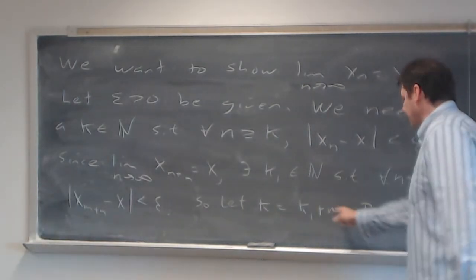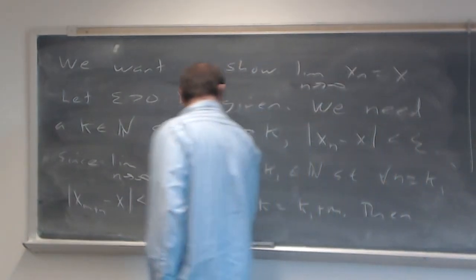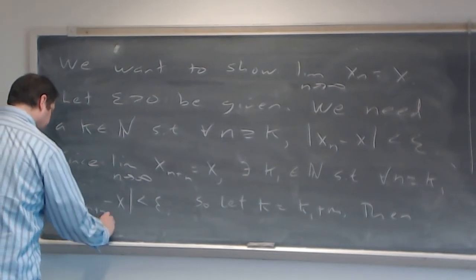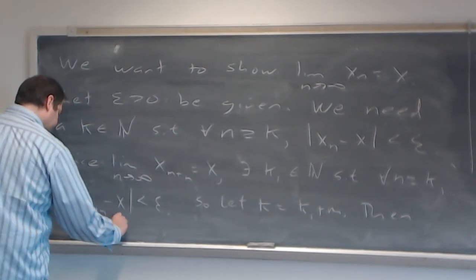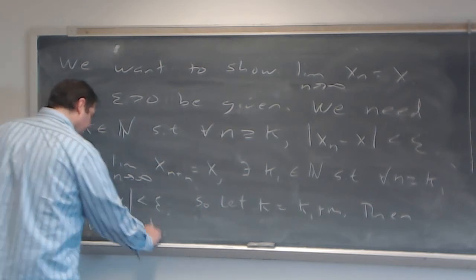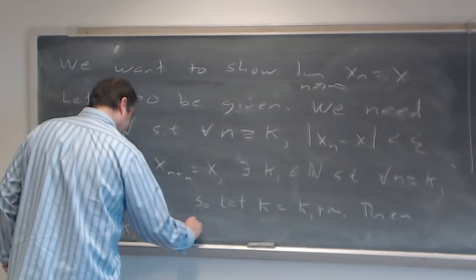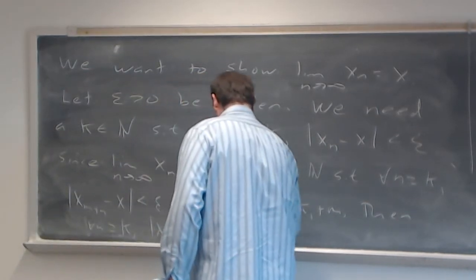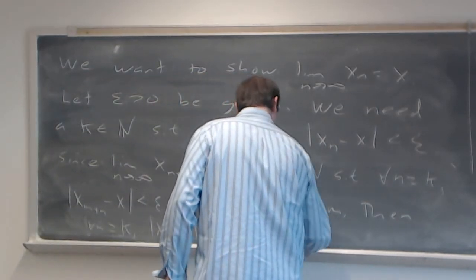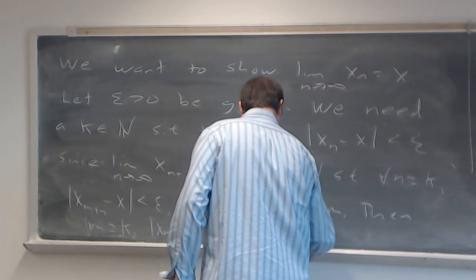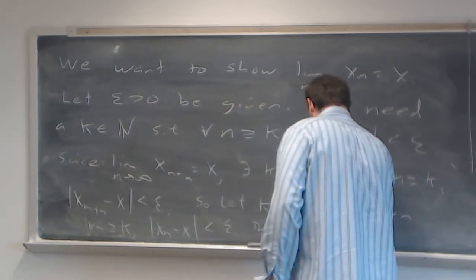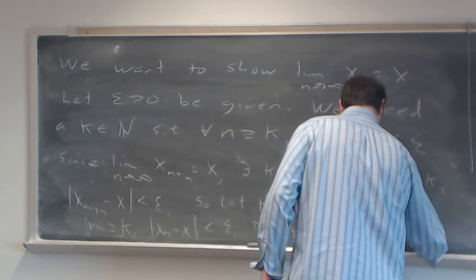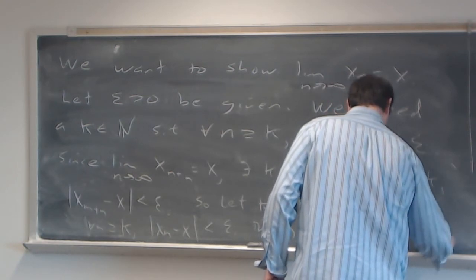So for the original sequence, if I go to the k plus 1, k of 1 plus m, then for all n bigger than or equal to k, the absolute value of x of n minus x will be less than epsilon. Thus, x sub n as a sequence converges to x.